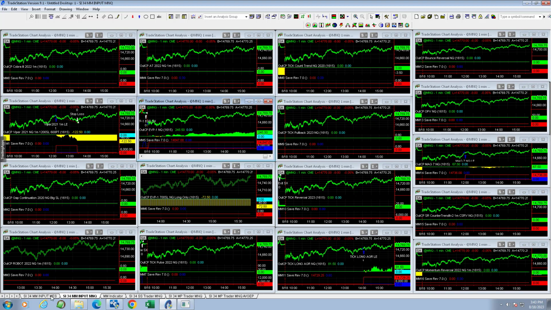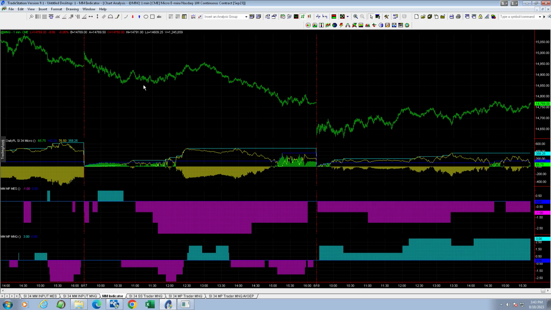This is the S&P micro. This is the Nasdaq micro. There's 17 strategies in each. And here is the money management algorithm indicator, the portfolio money management algorithm indicator. You could plot any symbol.